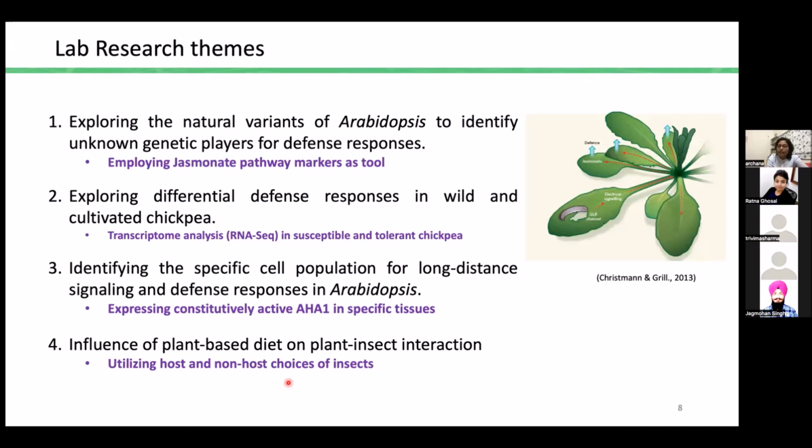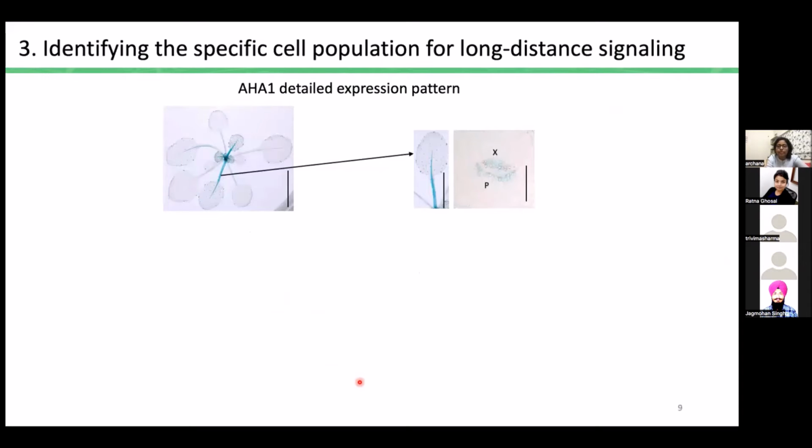I think that evolutionarily, when plants and insects were evolving together, insects decided to feed more on one type of plant compared to another. So using that approach, we are trying to understand more about the insect aspect of plant interaction. Now I will briefly tell you a few results in this area from since I moved here.